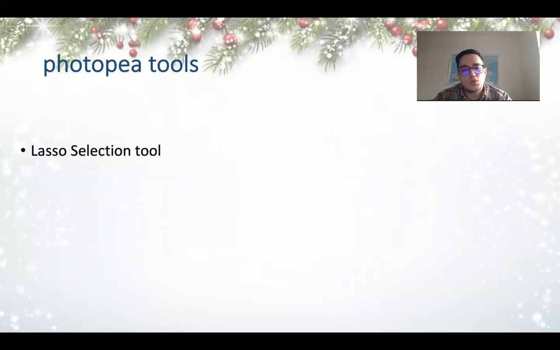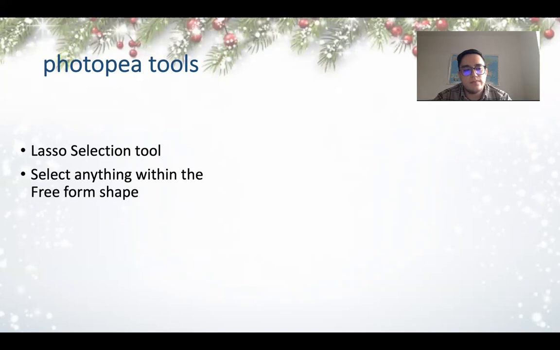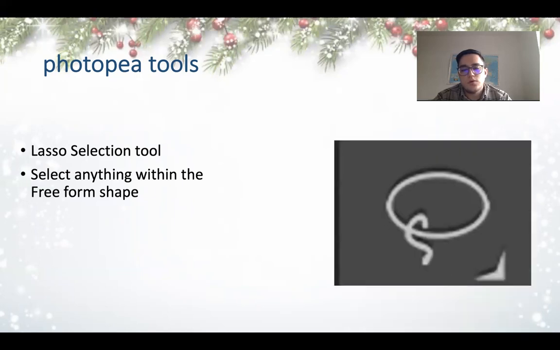Lasso selection tool. Select anything within the free form shape. So you have this free form shape that you can draw by yourself, and then when you draw it, you have to close it, of course. And you can select whatever is inside it.